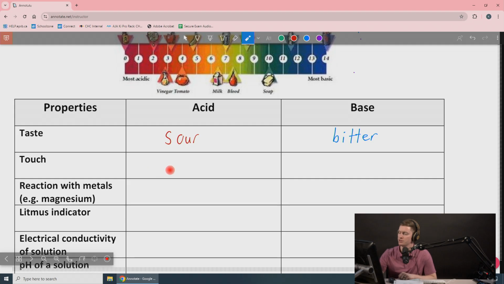There's not a particular touch sensation for acids, so I'm just going to put a line through here. There's not a particular way that an acid is going to feel. Again, it's not always best just to touch these things because they can be quite corrosive, both acids and bases. But bases, weak base, if you think about how a soap feels in your hands, these are going to be slippery. Bases are slippery to the touch.